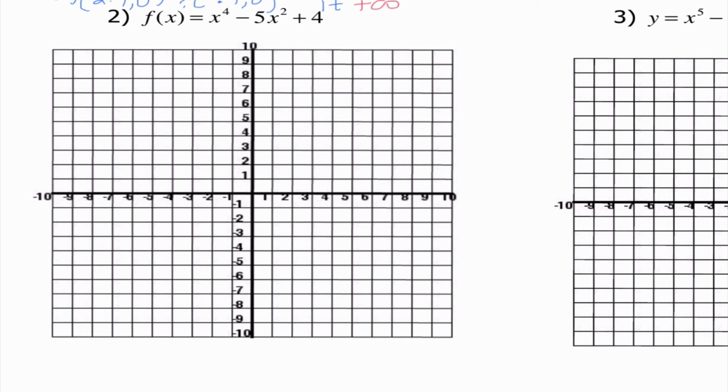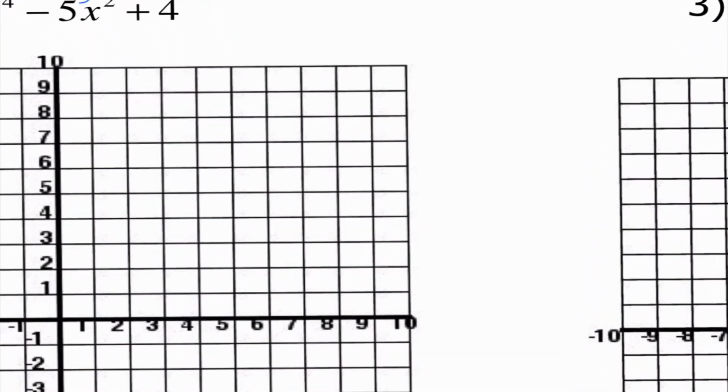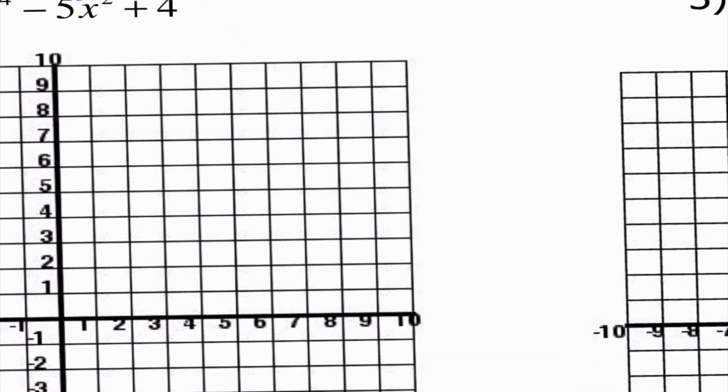Okay, so number 2. This one looks a little frightening because it is x to the 4th minus 5x squared plus 4. But whenever I see this trinomial, that's x to the 4th, x squared, constant, I'm thinking in my head that I can factor that. So I'm actually going to say 0 equals x to the 4th minus 5x squared plus 4. And I need to think what factors of 4 add up to be negative 5.